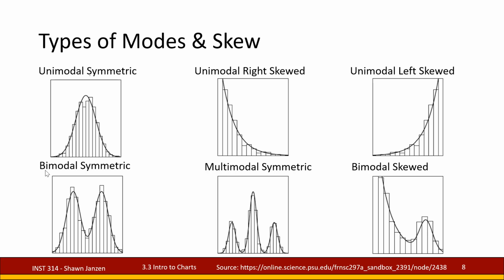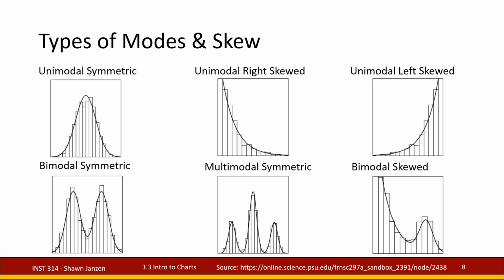It still has one large hump up on the right side and the long tail sticking out towards the left. Bimodal symmetric is when we have, similar to our unimodal symmetric, not too much lean to the left or the right, but we have two distinct modal humps there.